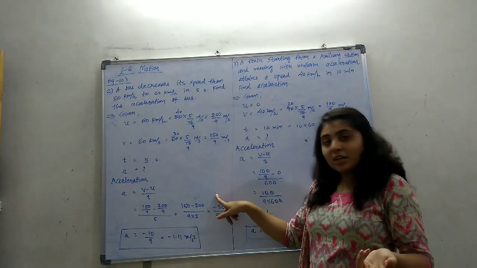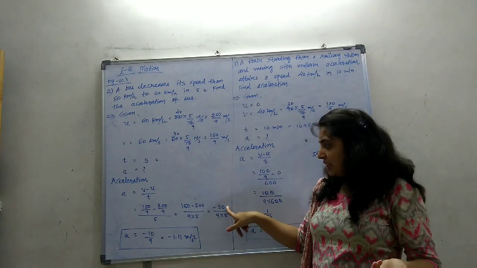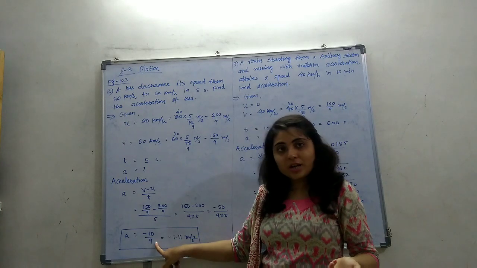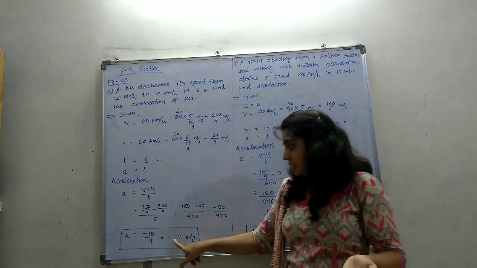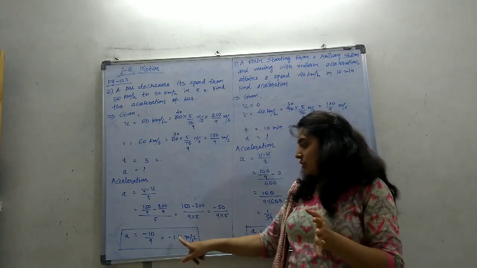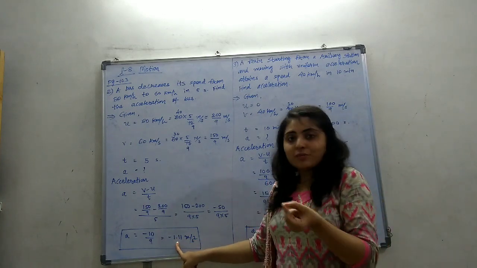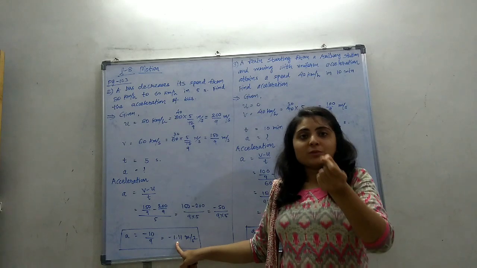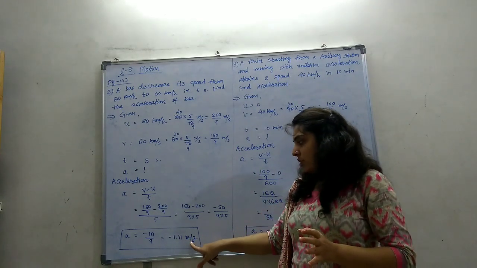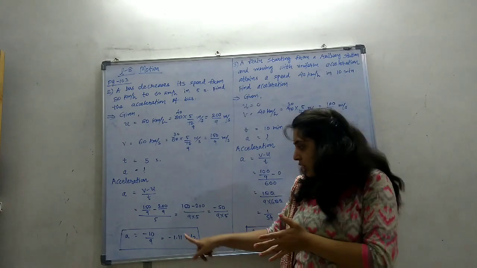So this 5 can be cut with 50, 5 tens are 50. So we are at the result minus 10 upon 9. If we divide 10 by 9, we are getting minus 1.1111. That continues, but we always write the number with 2 digits after the point. Okay, so minus 1.11 and the unit is meter per second square.